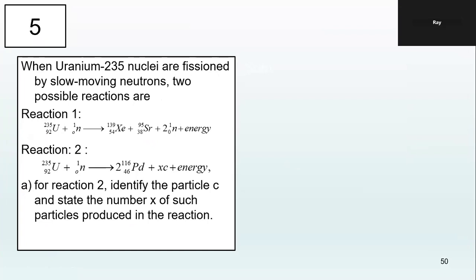When uranium-235 nuclei are fissioned by slow-moving neutrons, two possible reactions occur. Reaction 1, reaction 2. For reaction 2, identify the particle C and state the number X of such particles produced in the reaction. Complete the nuclear reaction for reaction 2. What is X and C?